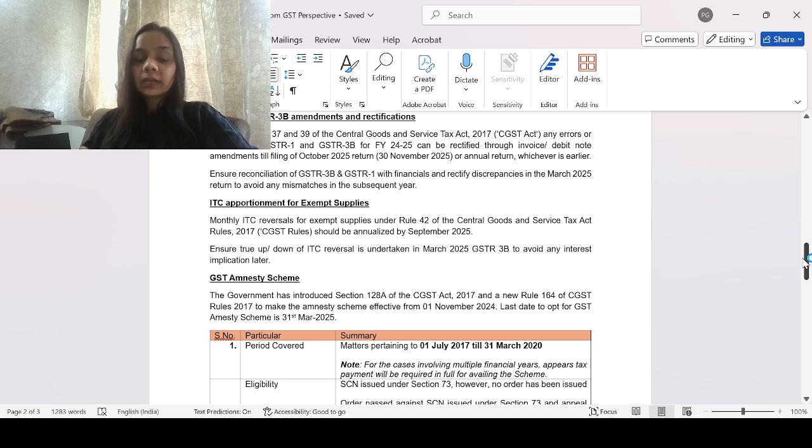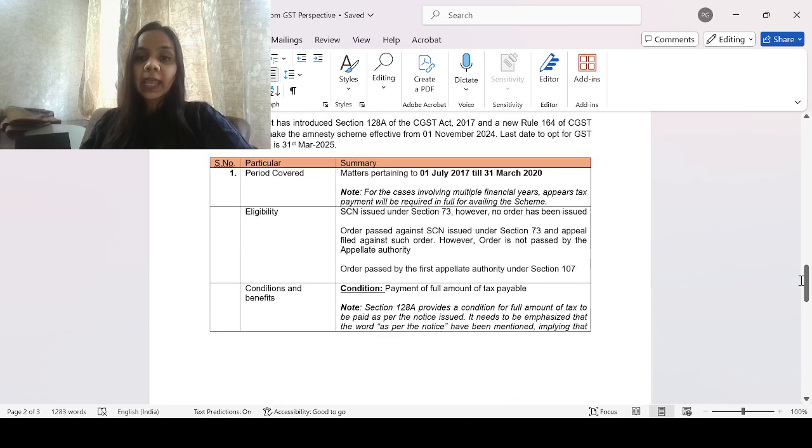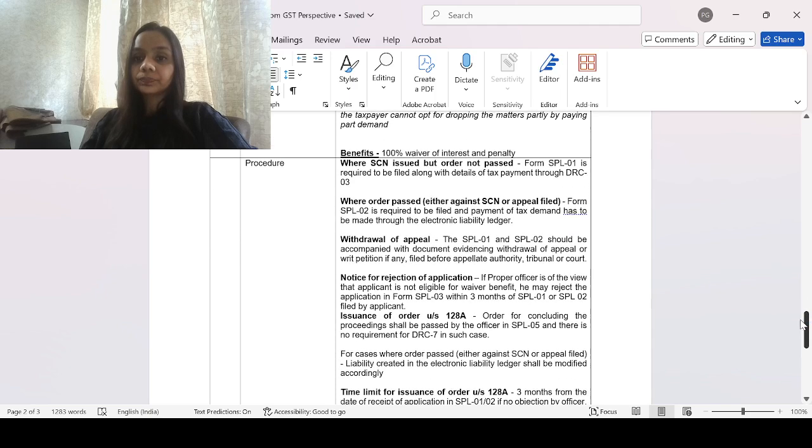But let us understand something brief about the MST scheme. The MST scheme covers all the litigations pertaining to the period July 2017 to March 2020. If we have received any show cause notice but no order has been passed, or if a show cause notice has been issued and our appeal is pending but no order is passed by the appellate authority, then we are still eligible for the MST scheme. But the condition is that you need to pay 100% of the taxes, and no interest and penalty is required to be paid here.